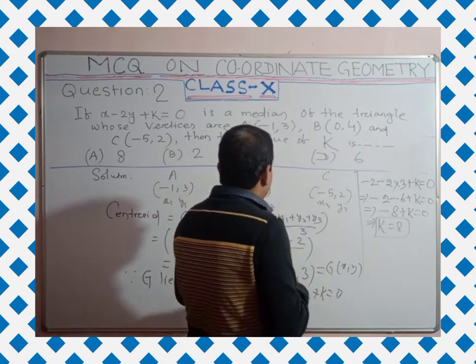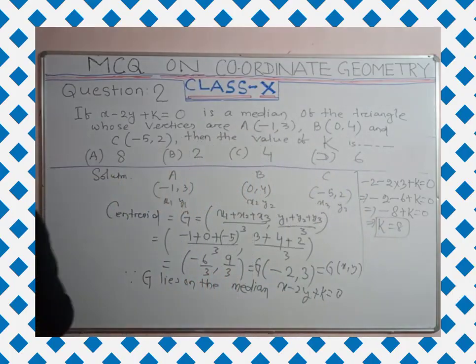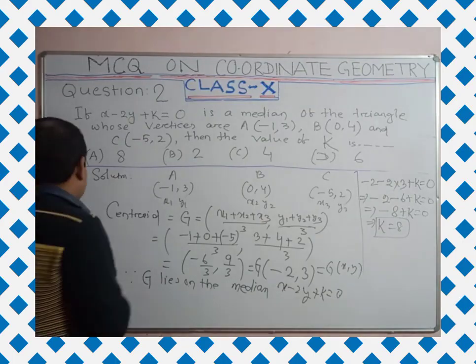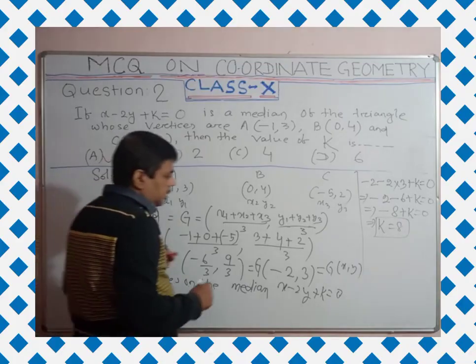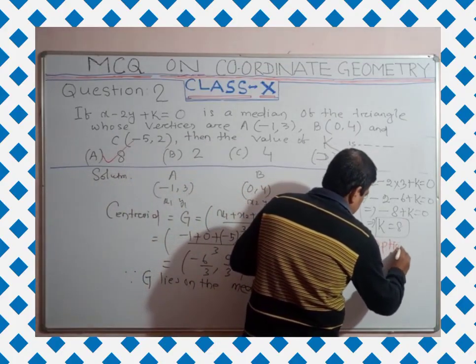Okay, this is what we had to find out. Hence the value of k is 8. So which is the correct option here? A is the correct option. Understand or not? Okay, so option A is the correct option.